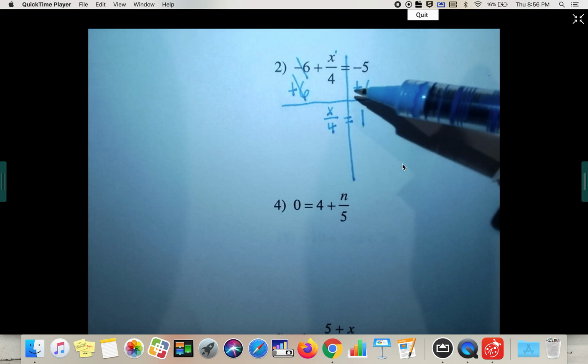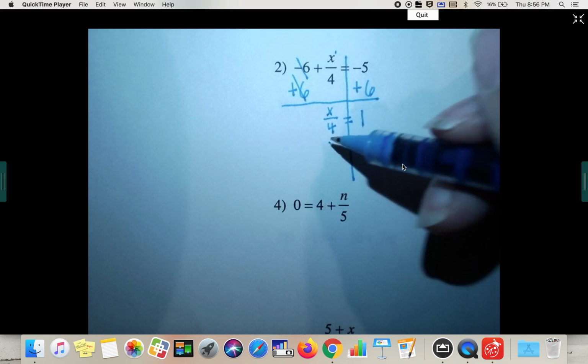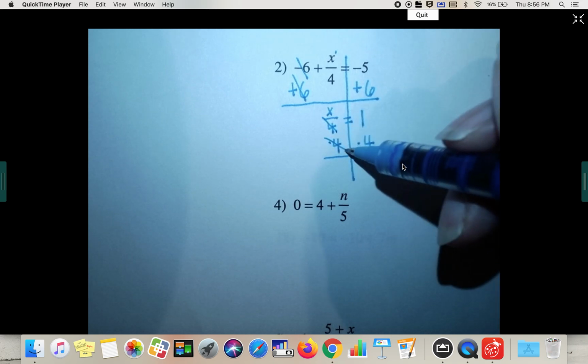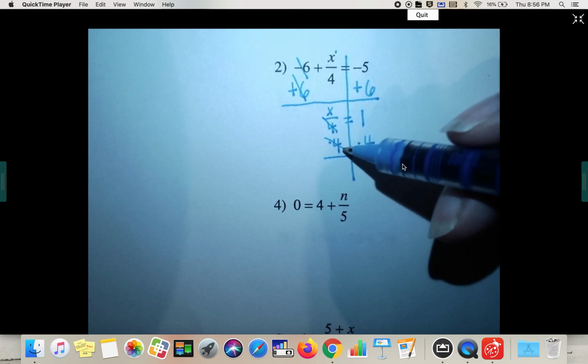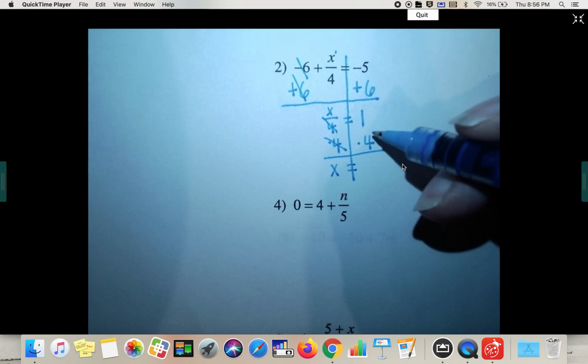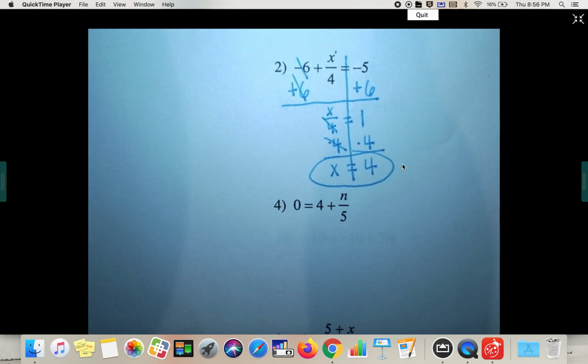And then in the last step, x is being divided by 4, so you are going to multiply by 4 on both sides. Cancel, cancel. X divided by 4 and times 4 cancel each other out, and you're left with x equals 1 times 4, which is 4. Circle your final answer. All right, let's keep going.